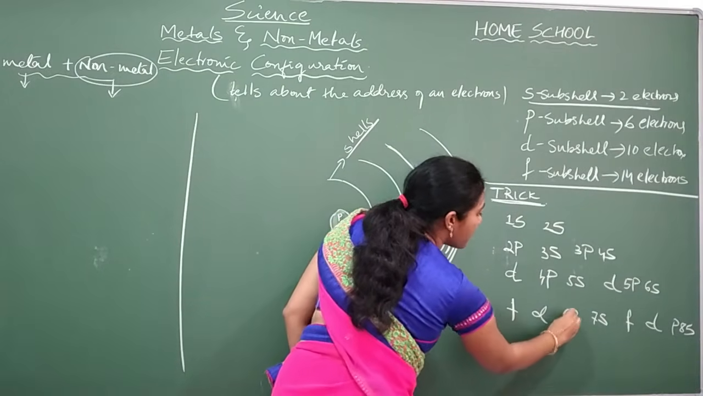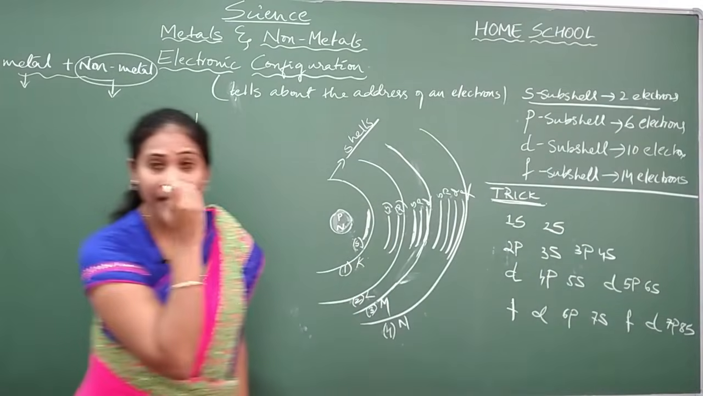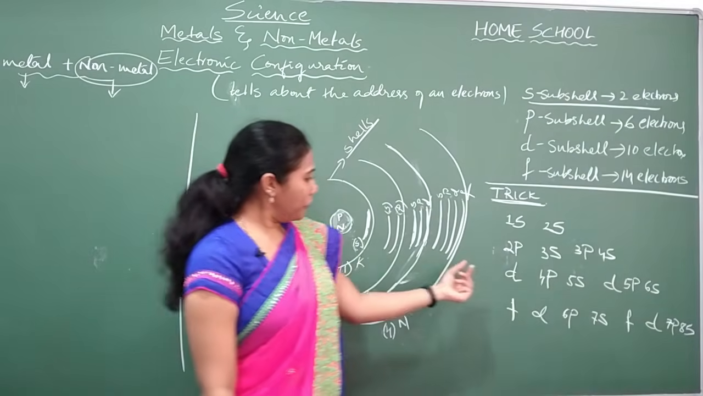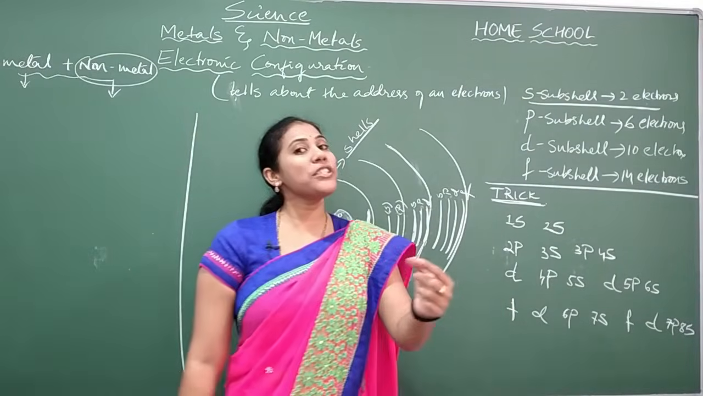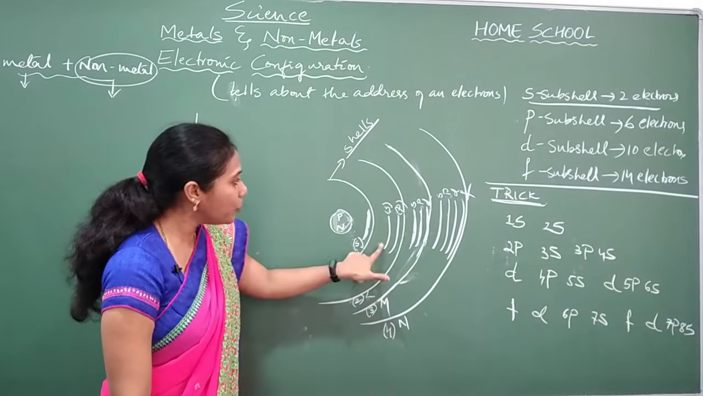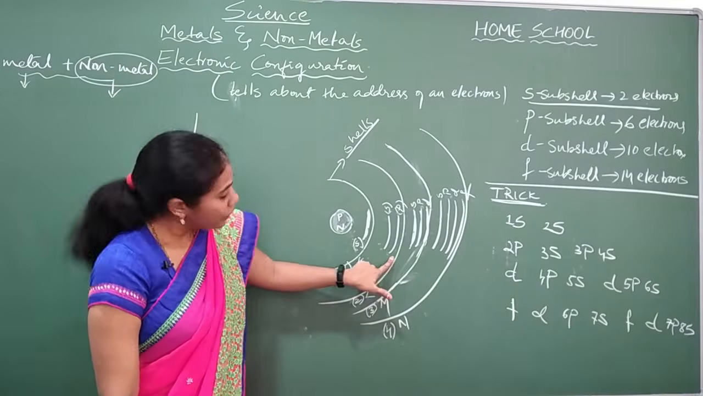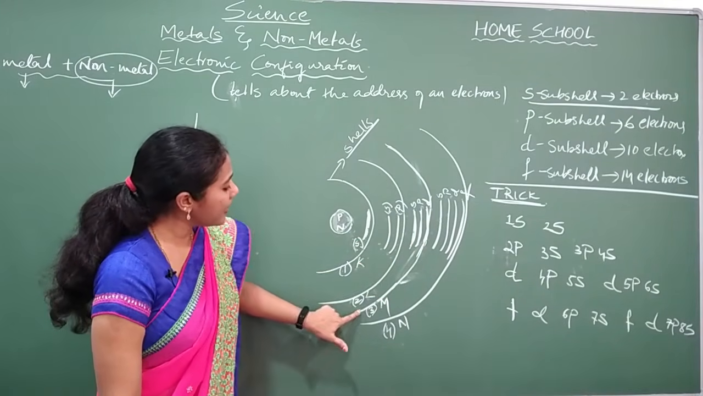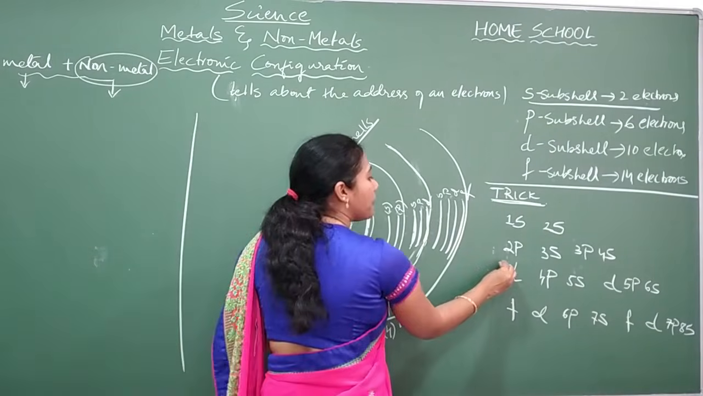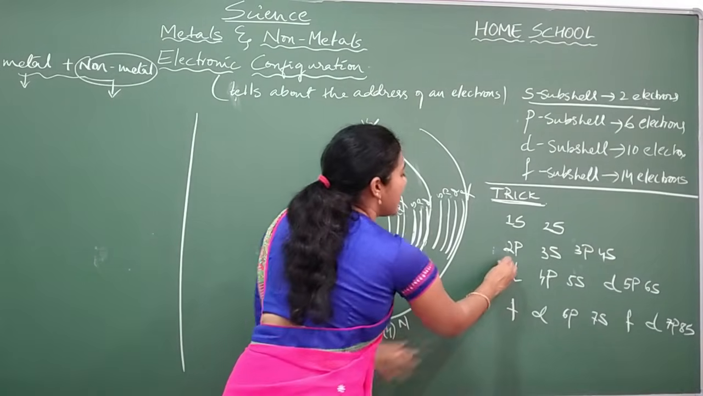Here. Okay, 6p. And this one will be 7p. Okay, fine. Now put a number for d. Whenever you put a number for D, you should start from 3 onwards. Why? Because in the second shell, do you have a D orbital? Do you have a D subshell? No, right? Where is a D subshell? It is there in the third shell. So that is the reason I'll start putting the number 3 for D.